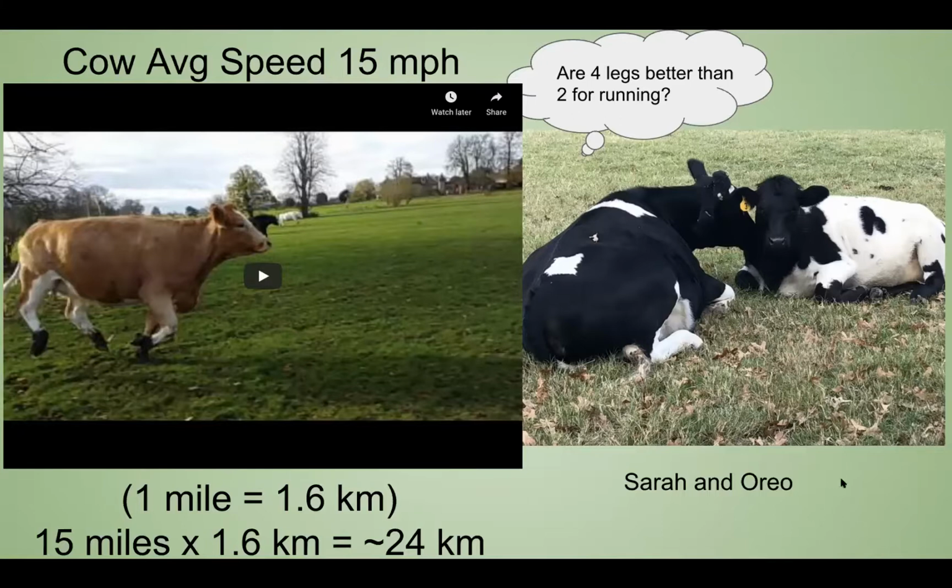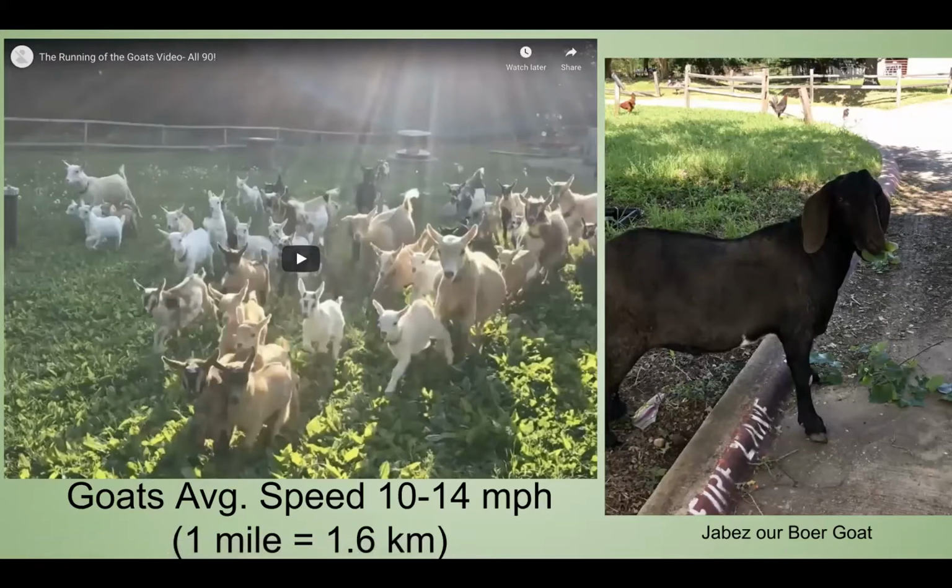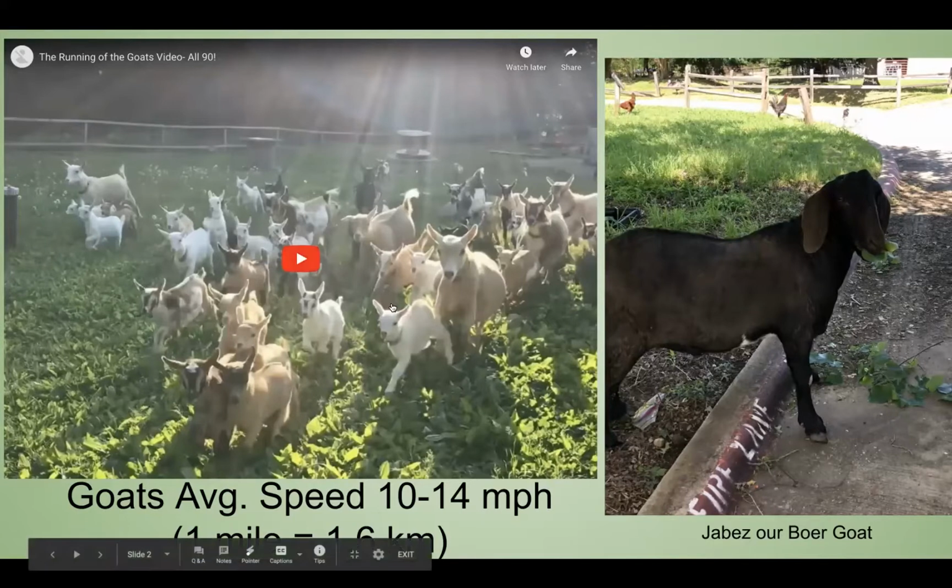And then the next animal we're going to take a look at are goats. Goats have an average speed of about 10 to 14 miles per hour. So not quite as fast as our cattle. But again, see if you can convert 10 or 14 miles per hour into kilometers per hour using the conversion below. And then while you guys are doing that, we'll play a little video of some goats running. Unfortunately, we don't have these kinds of goats here at the Environmental Center, but they are super cute to watch.